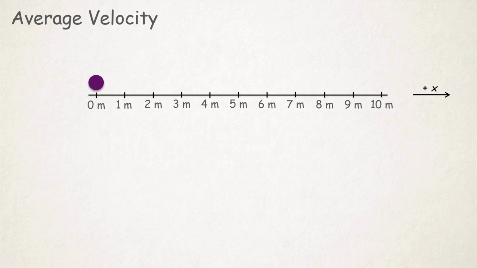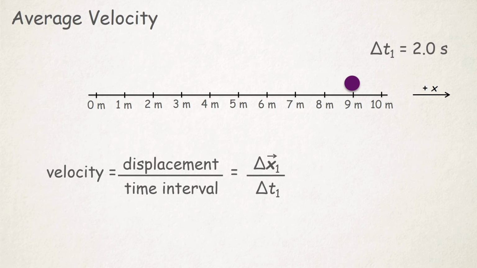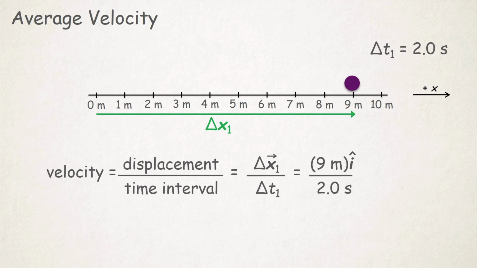Velocity, on the other hand, is a measurement of both how fast something moves and the direction of that motion. Let's consider the same ball moving 9 meters to the right in 2 seconds. To find this ball's velocity, divide the ball's displacement by the time interval of that displacement. The displacement, delta x, is a vector quantity, so it has both magnitude and direction. Here the ball's displacement is 9 meters in the positive x direction.